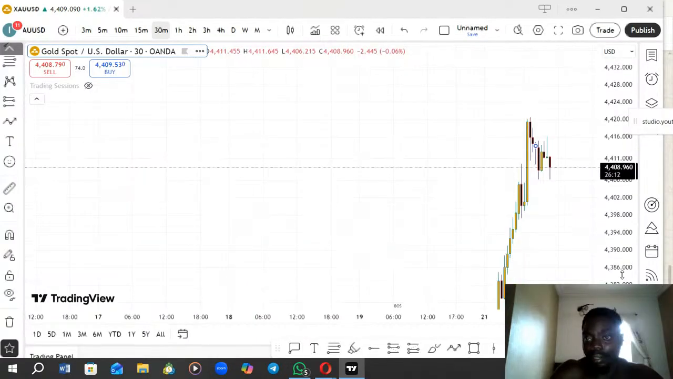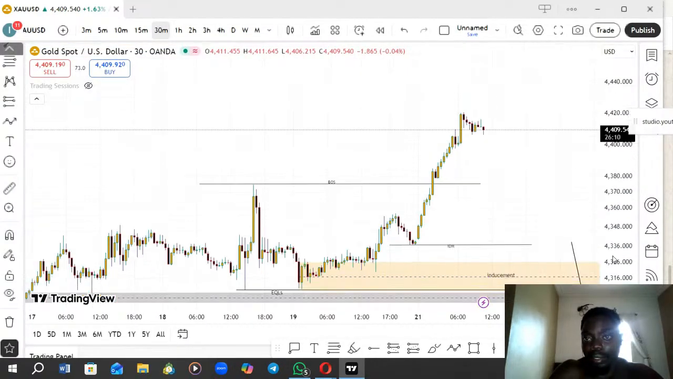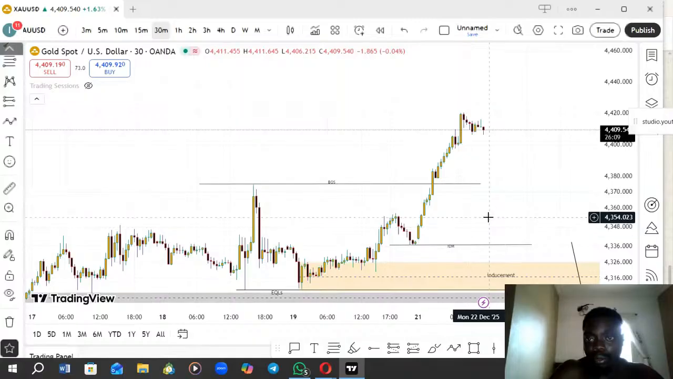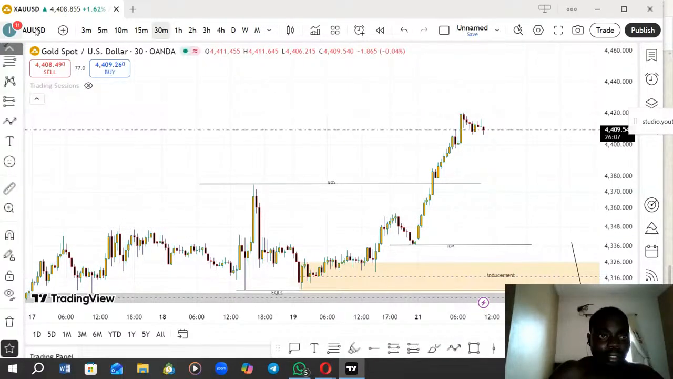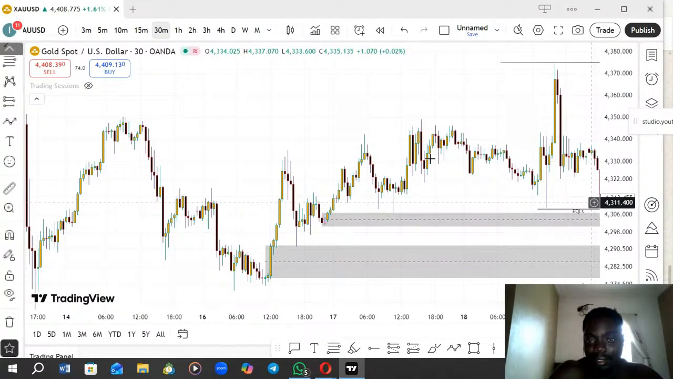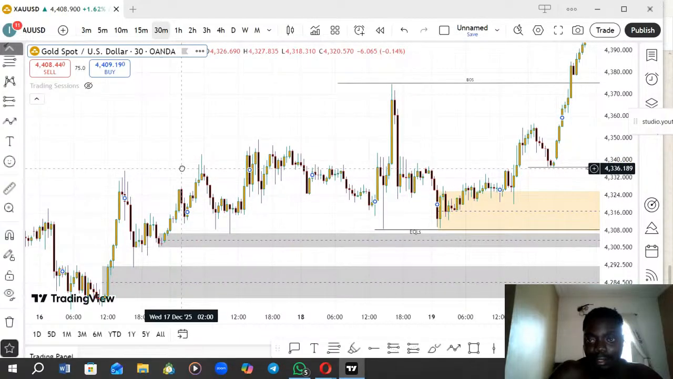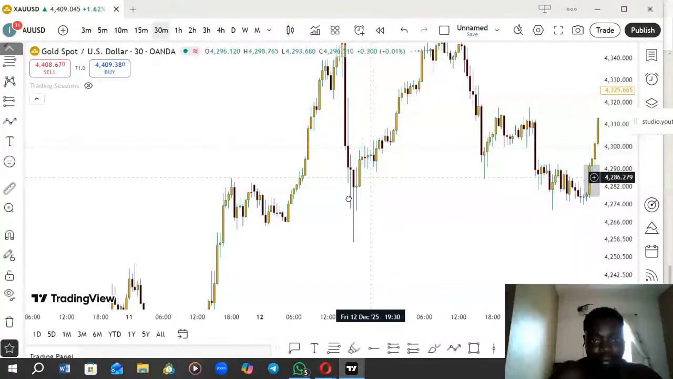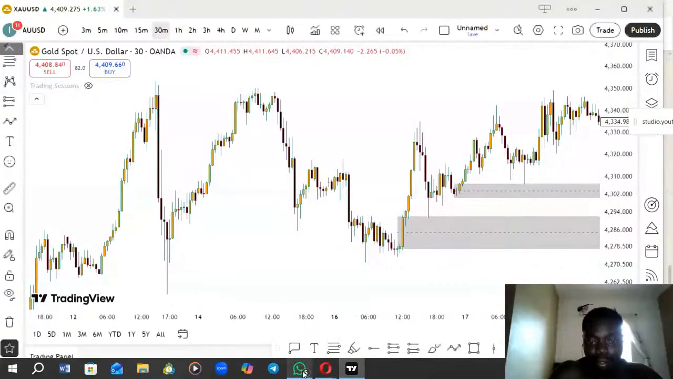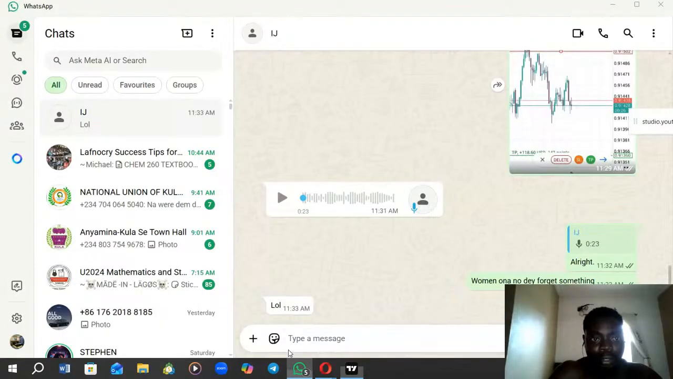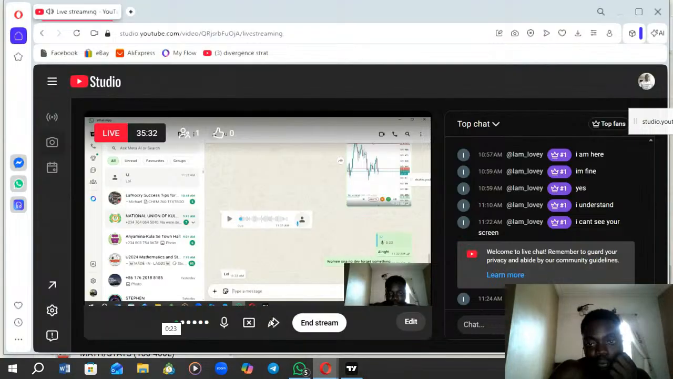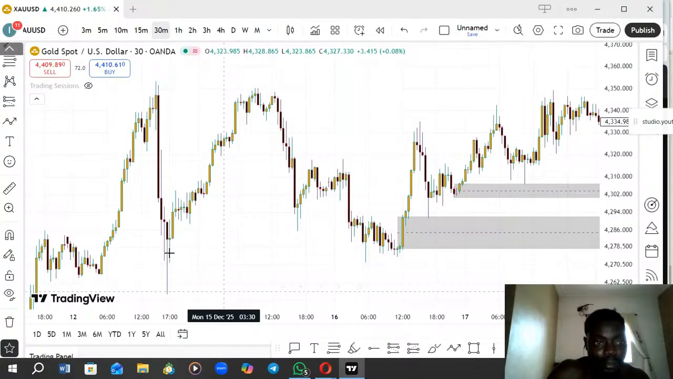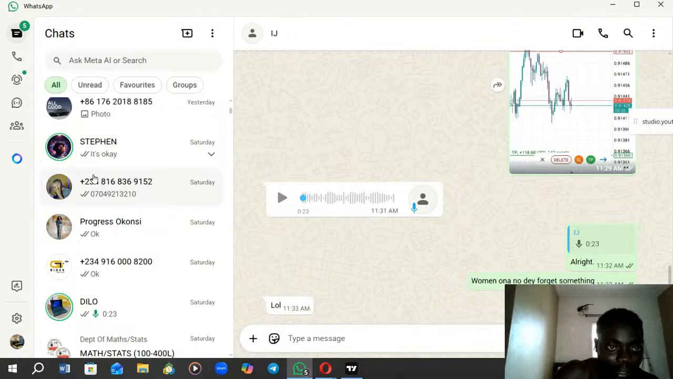We are expecting gold to come back to. All right. You can see gold is falling very well. So that buy, it was here. I think it's this trade. I think it's around there. Let me go to the group and see.